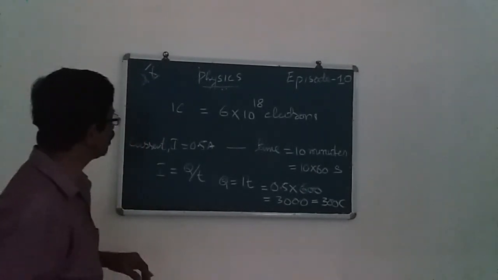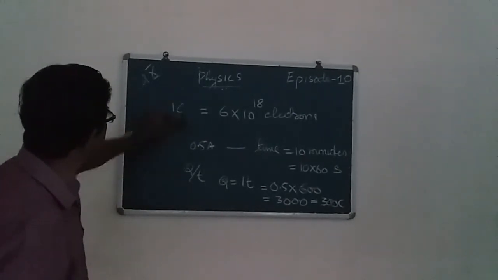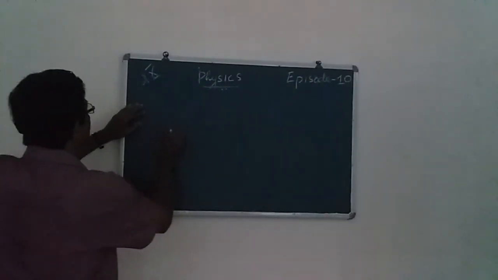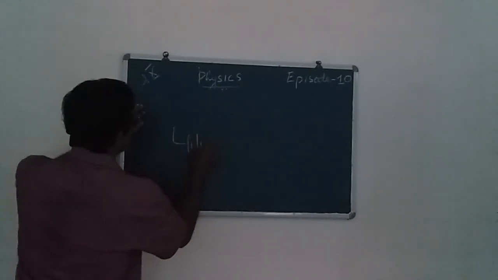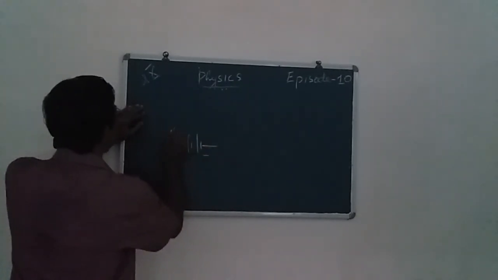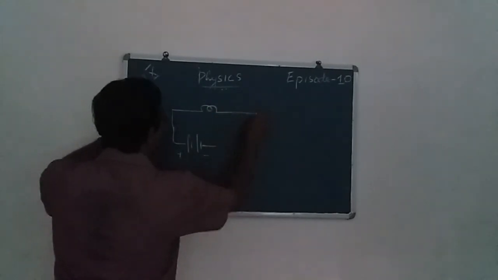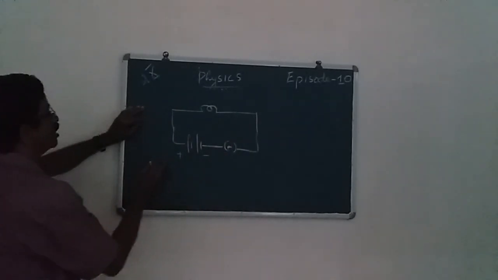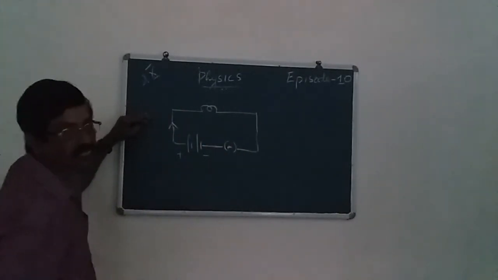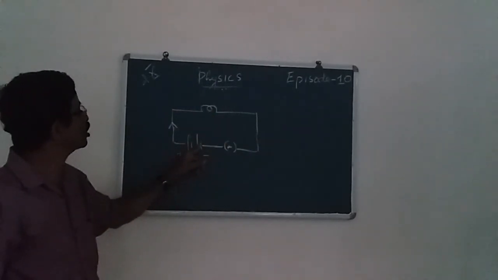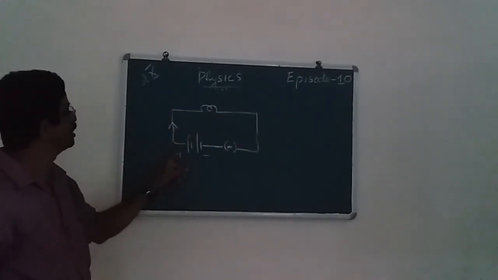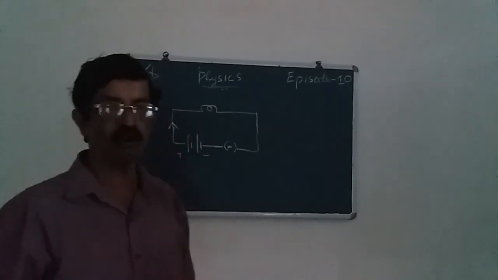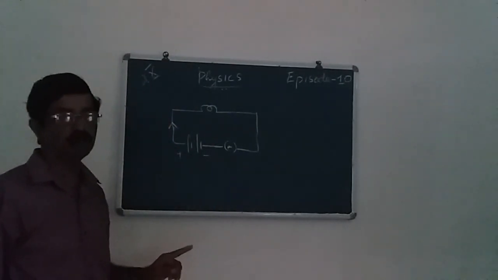That means if we consider a circuit as we took in the previous case, here is a cell. This is the positive part, this negative, and this bulb, and here the switch. See here, this is positive. This is the direction of current. Actually, electrons flow from here to here, but direction of current is taken in this way. That means opposite to the direction of flow of electrons or opposite to the flow of negative charge.